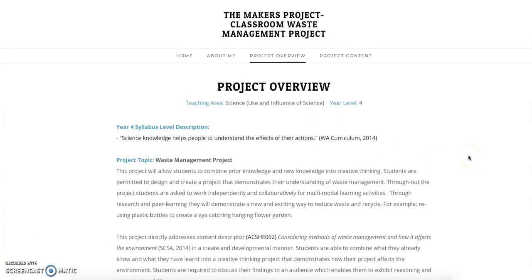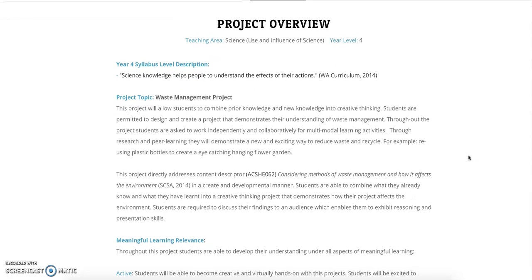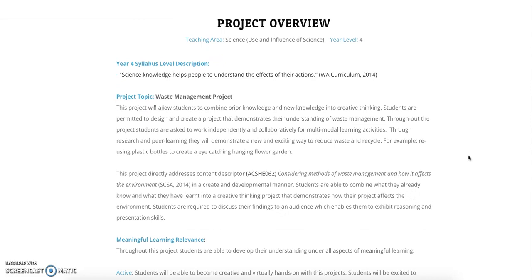So my project is directed at Year 4 children. This project will allow students to combine prior knowledge and new knowledge into creative thinking. Students are permitted to design and create a project that demonstrates their understanding of waste management. Throughout the project, students are asked to work independently and collaboratively for multimodal learning activities. Through research and peer learning, they will demonstrate new and exciting ways to reduce waste and recycle. For example, reusing plastic bottles to get an eye-catching hanging flower garden.